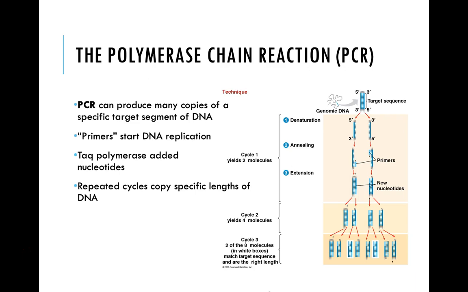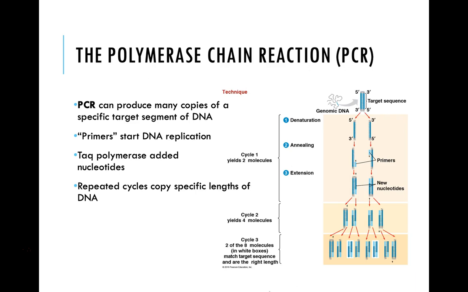And then you're going to add some nucleotides, and you're going to add a DNA polymerase. The most common one is called Taq polymerase. It's called that because it was isolated from a bacterium called Thermus aquaticus, a bacteria that lives in hot springs, so it can withstand really high temperatures. So you're going to allow the DNA polymerase to replicate your parent strands.